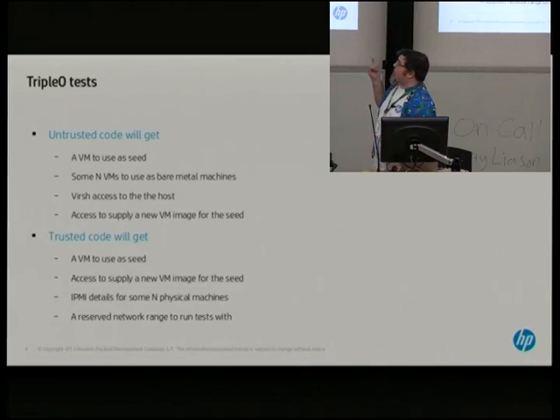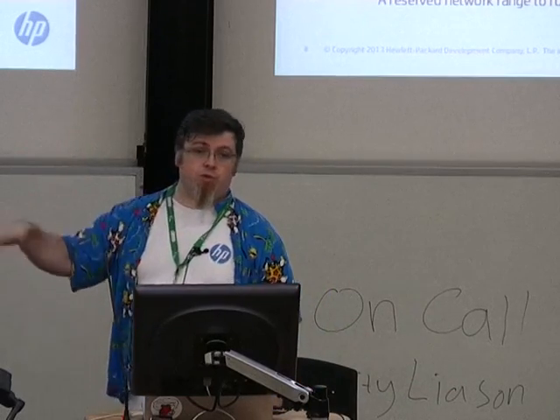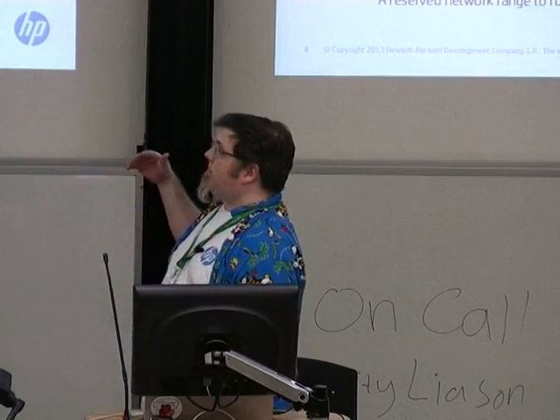So for the untrusted code path for us, we need a VM to use as seed. That's how we start our deployment process. We create an image that we can run on a VM that can do the install, and then we bootstrap up from that. And we need a bunch of VMs to actually deploy to. And again, we need virtual access to the host, and we also need to be able to supply that seed VM. We need to be able to copy it up so it can be run in the first place, because when we begin, there's no infrastructure other than a basic shell and virsh.